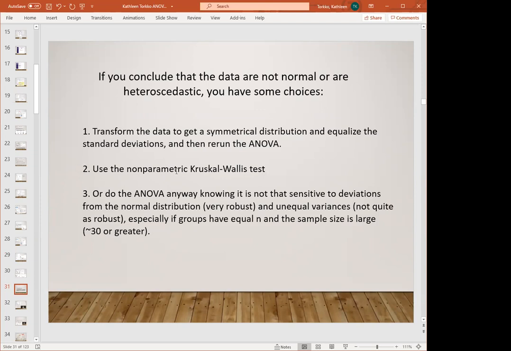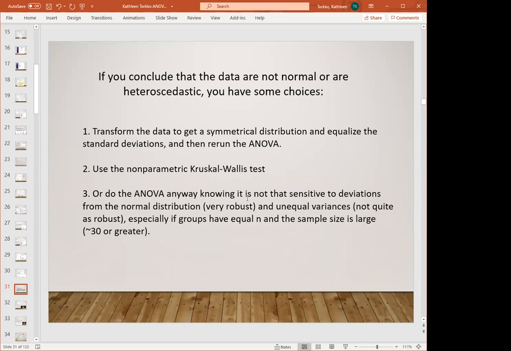You can use the non-parametric equivalent, the Kruskal-Wallis test. There are issues with that, which I will get into towards the end. Most people would prefer to use the parametric tests because they have more power, more ability to detect differences, even though the non-parametric test you can use on any distribution really. It doesn't matter what the distribution is or what the variability is, it is robust against those violations. Or you can just do the ANOVA anyway, knowing that it is a robust test. And if you have equal sample sizes, or large groups, or the skew is in the same direction, you can make that justification.